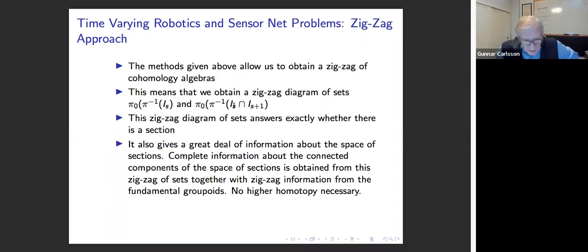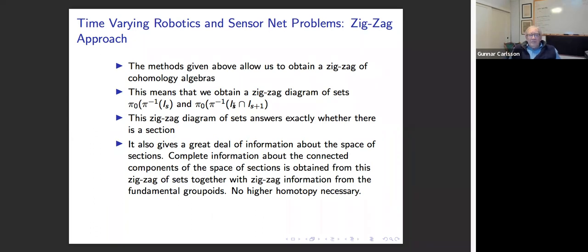So now, an interesting thing is that it also gives a great deal of information about the space of sections. It gives complete information about the connected components of the space of sections from the zigzag of sets, together with the zigzag information from the fundamental groupoids. So let me step back for a second.